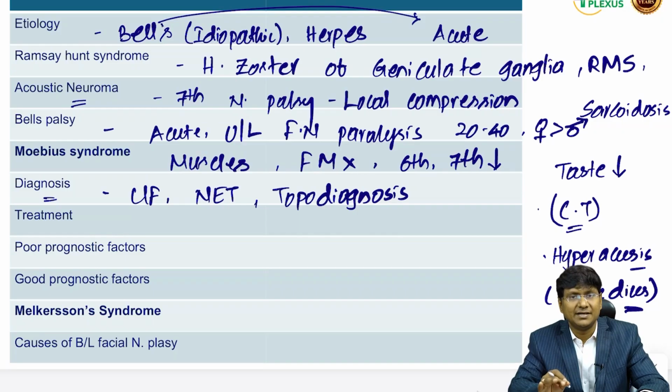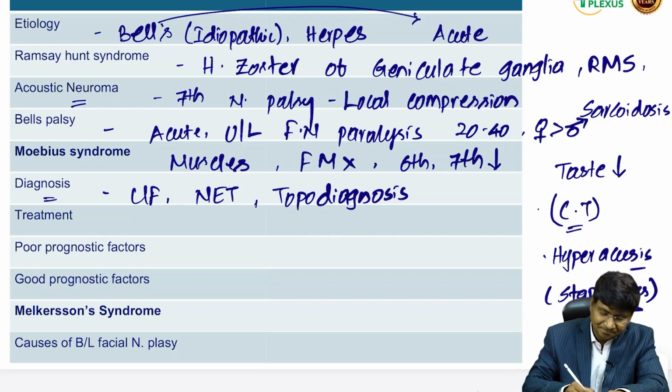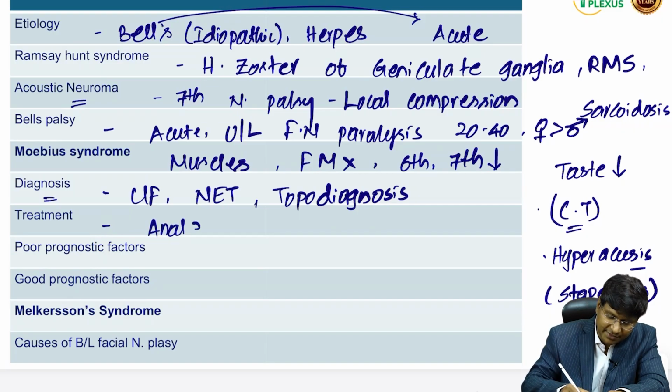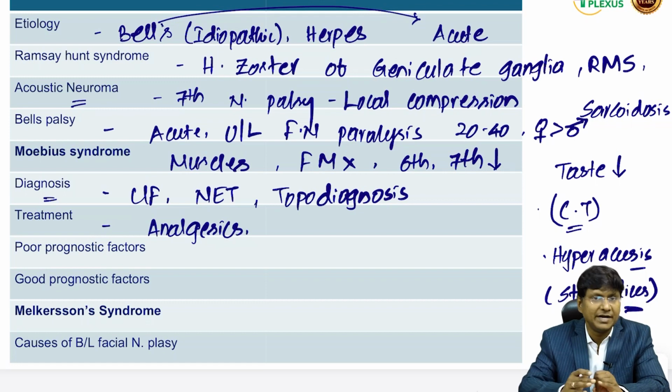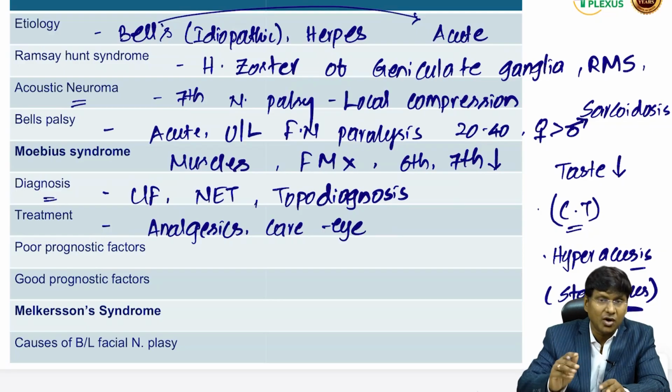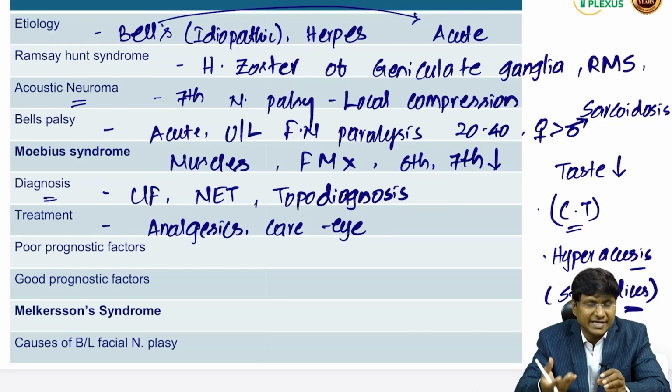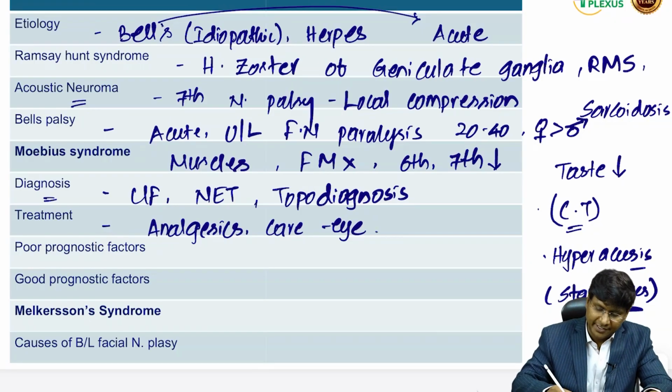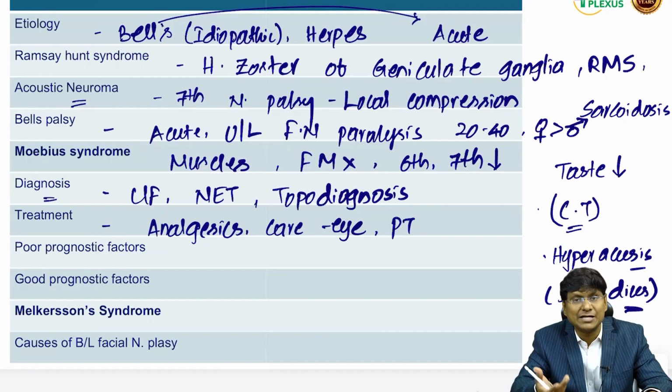Then how do you treat these patients with facial nerve palsy? So there is pain, and for the pain you need to give analgesics, right? That is one important mainstay of treatment. And then you need to take care of the eye. So the cornea has to be protected, because the individual is not able to close the eye in case of Bell's palsy. Then physiotherapy or massage of the facial muscles is required in order to ensure that the strength of the facial muscles improves.